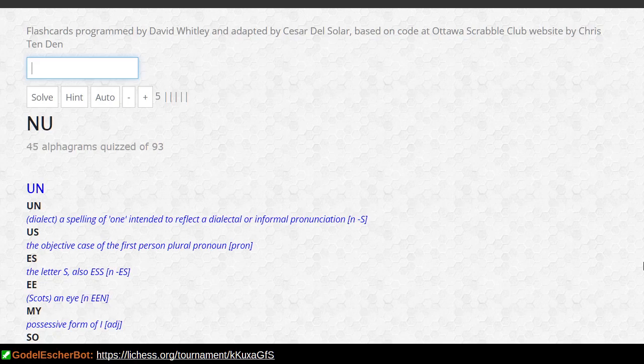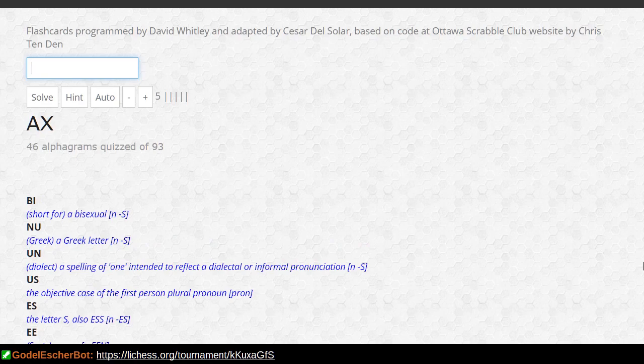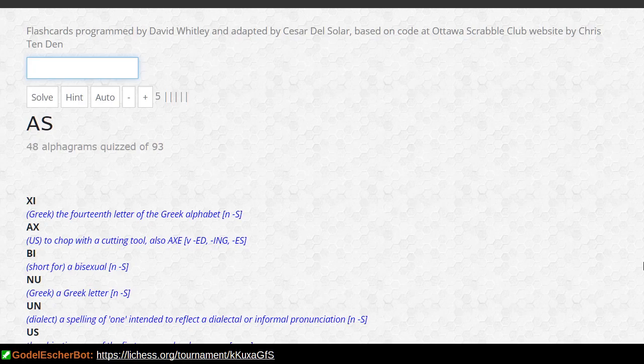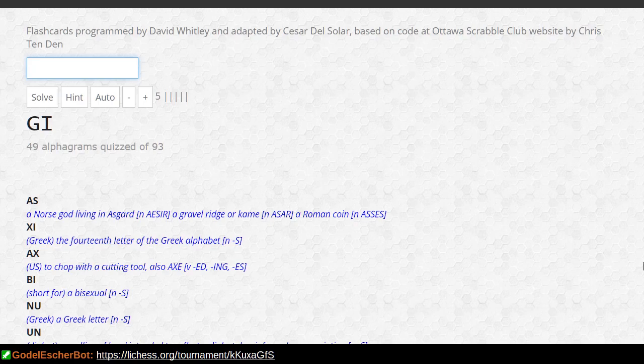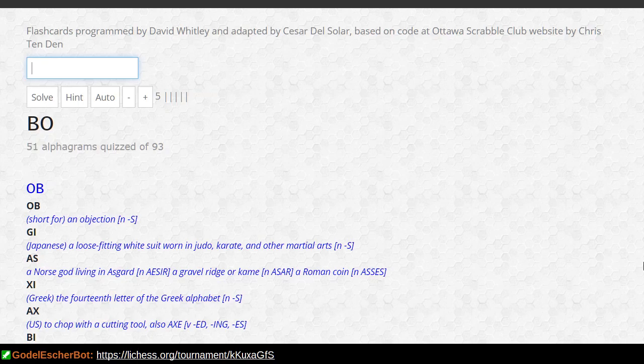Okay. Interesting. And then new. Oh, that's right. I've been stumped on that one before. We know bi is a recently added word for a bisexual. X. She, the 14th letter of the Greek alphabet, also a common Scrabble word. As, here, gi is a garment. Yeah, I confused that with ki earlier. Gi is the garment. Ki is the spirit or study of martial arts. Ab is short for, oh, it's also short for objection.